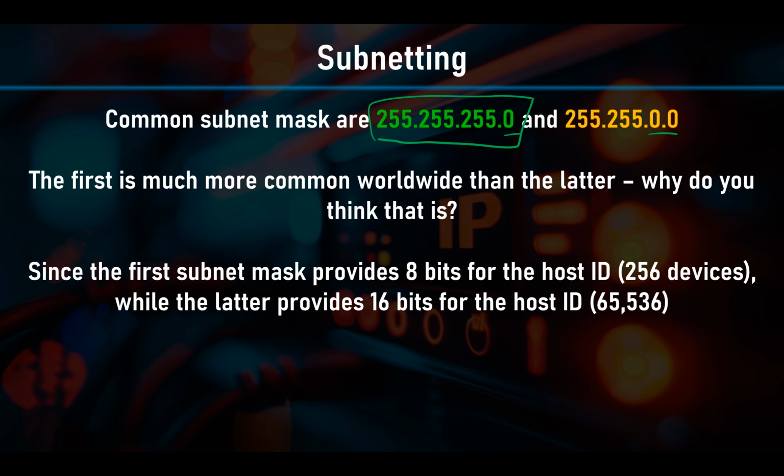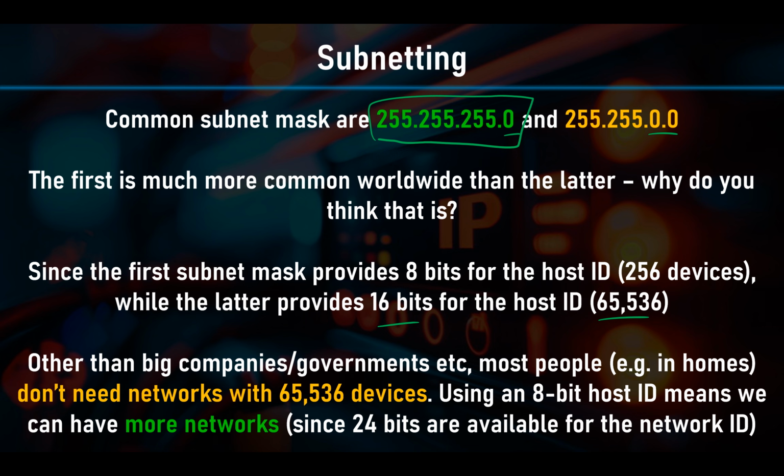So the first subnet mask provides 8 bits for the host ID, i.e. 256 devices, while the latter has 16 bits for the host ID, 65,000 devices. Other than fairly big companies and governments, most people, e.g. for home use or maybe small office use, are not going to need networks with 65,000 different devices.